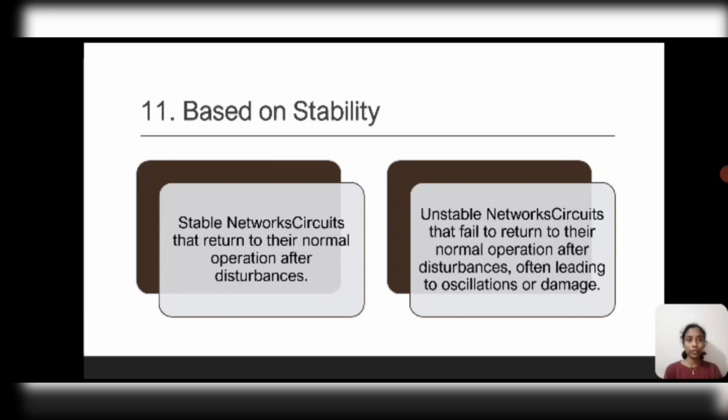Let us move on to classification based on stability. Stable network circuits return to their normal operation after disturbances. Unstable network circuits fail to return to their normal operation after disturbances, often leading to oscillations or damage.